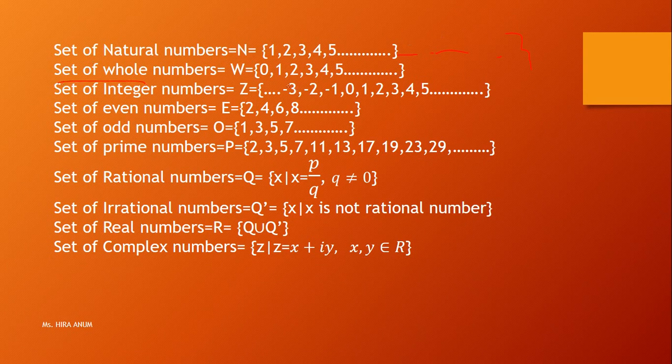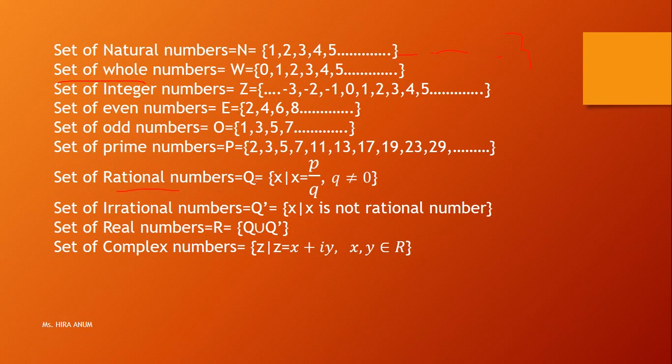Set of whole numbers is 0, 1, 2, 3, 4, 5, 6, 7 and so on. Set of integers: -3, -2, -1, 0, 1, 2, 3, 4 and so on. Set of even numbers: 2, 4, 6, 8 and so on. Odd numbers: 1, 3, 5, 7 and so on. Prime numbers: 2, 3, 5, 7, 11, 13 and so on.